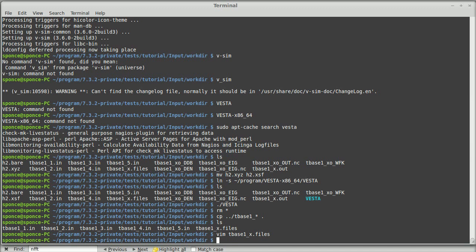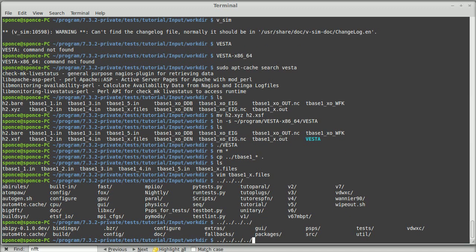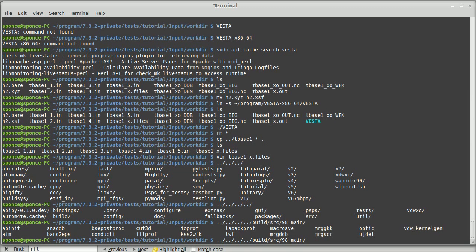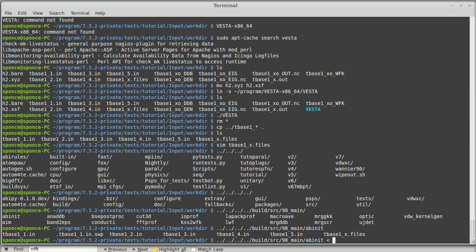But first you need to use the executable for ABINIT, so I need to go up because the executable is not in my current directory. Here is the first path in my main directory, and as you remember, I've installed ABINIT into this build directory that I have constructed. In there you go into src, then 98, and the 98 main directory contains all the executables, including of course abinit. So here is the ABINIT executable, and then I need to pass the file.